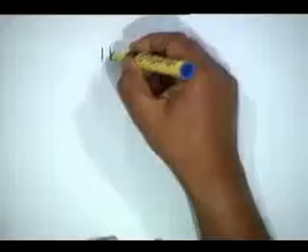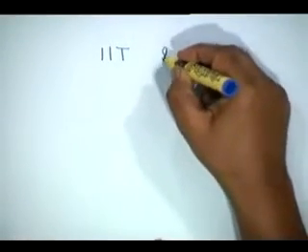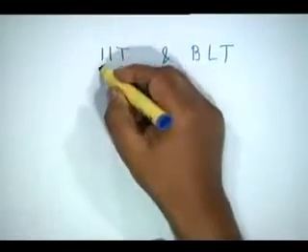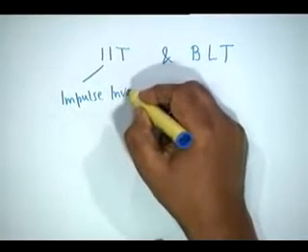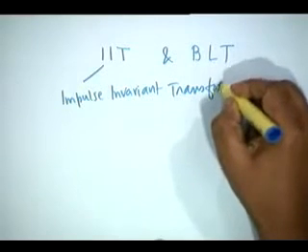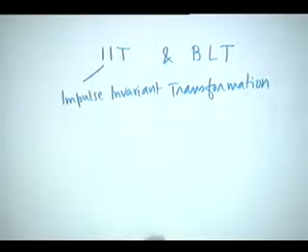There are various kinds of transformations that are available, and the two transformations that are generally used go by the name of IIT and BLT. IIT stands for impulse invariant transformation. Okay? Impulse invariant transformation. This is very simple conceptually, but has its own disadvantages. Impulse invariant transformation, and BLT is the bilinear transformation.